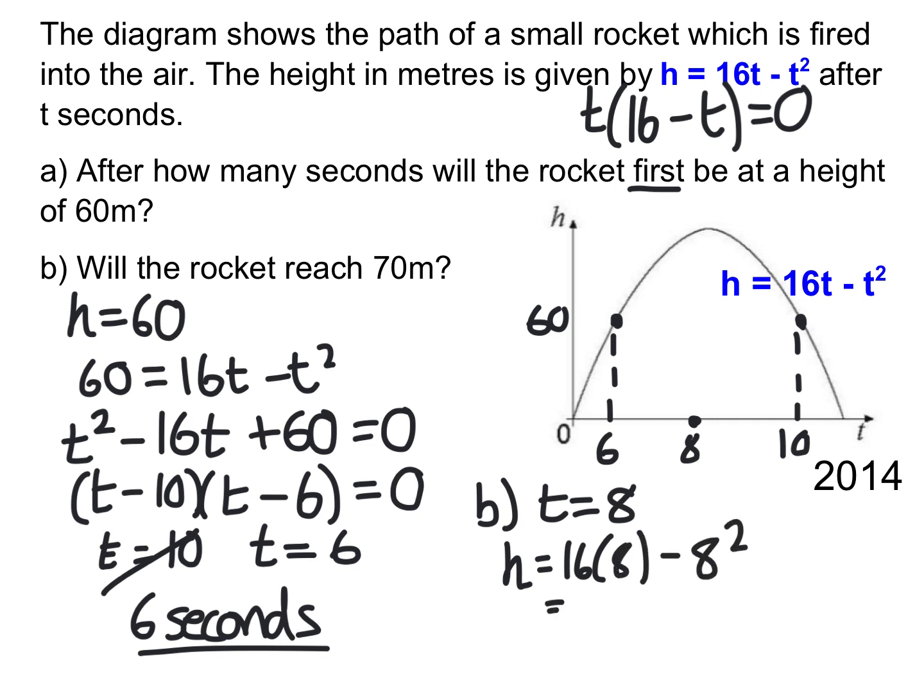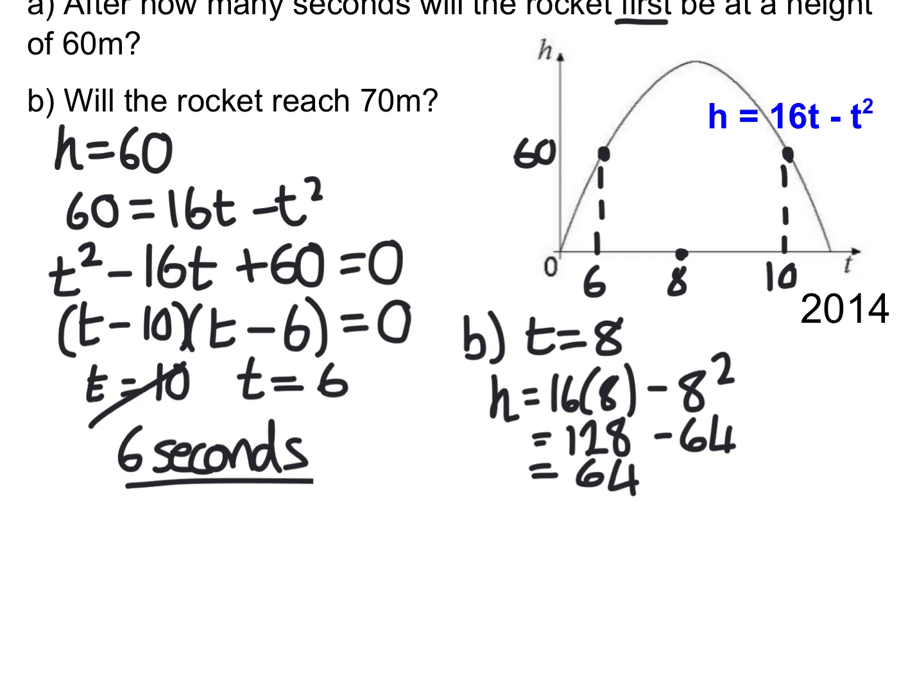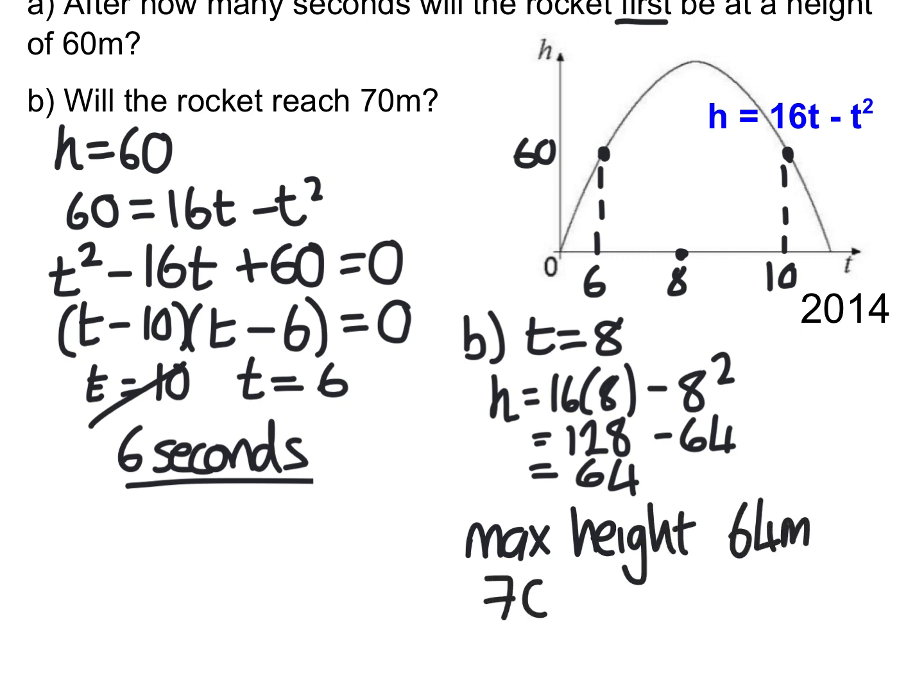Right, 16 times 8 is 128. You can go do a sum at the side if you don't believe me. Take away 64. 128 take away 64 is 64 again. So my answer is getting there. It says, will the rocket reach 70 metres? So I've worked out that the maximum height is 64. Okay. 70 is greater than the maximum height. So, no, it won't reach.